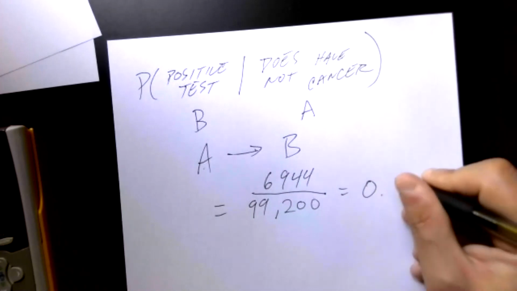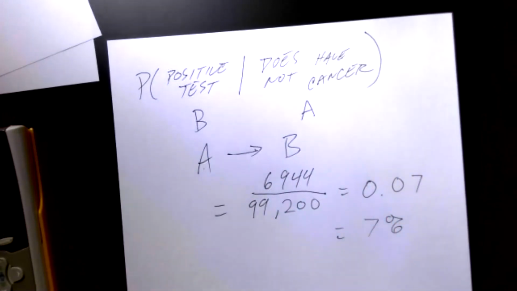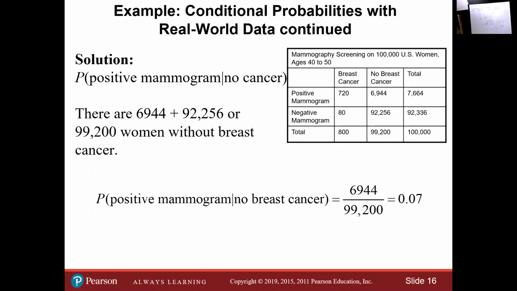Which is 0.07, which is 7%. So this is the probability of a false positive. They don't actually have cancer, but the test says they do. Okay, and we're finished with the problem. Pay attention to these table problems. They're very common on the homework and on exams.